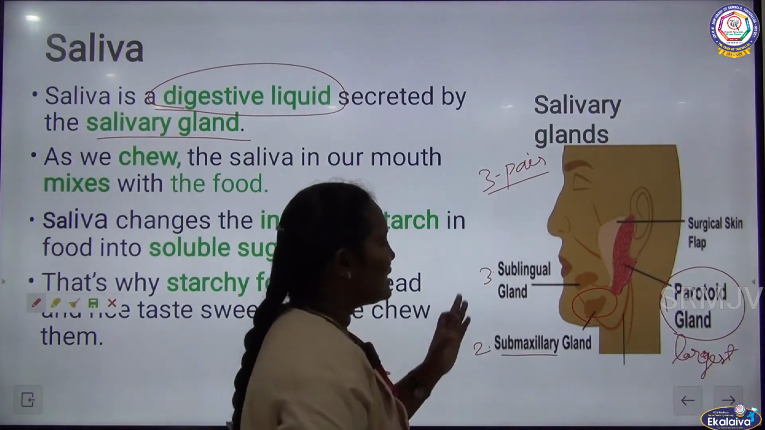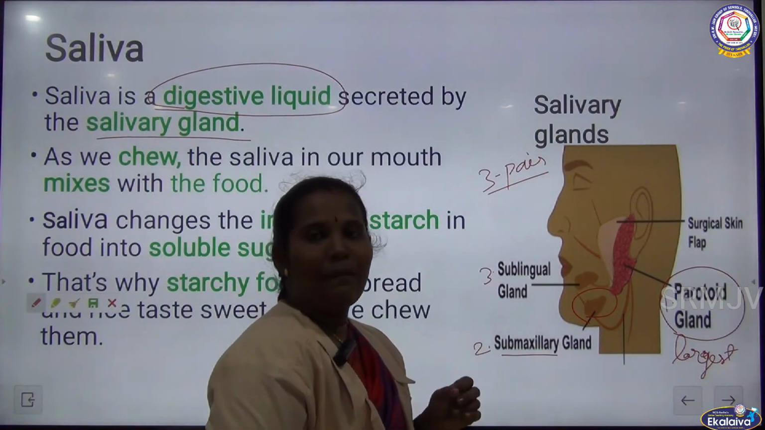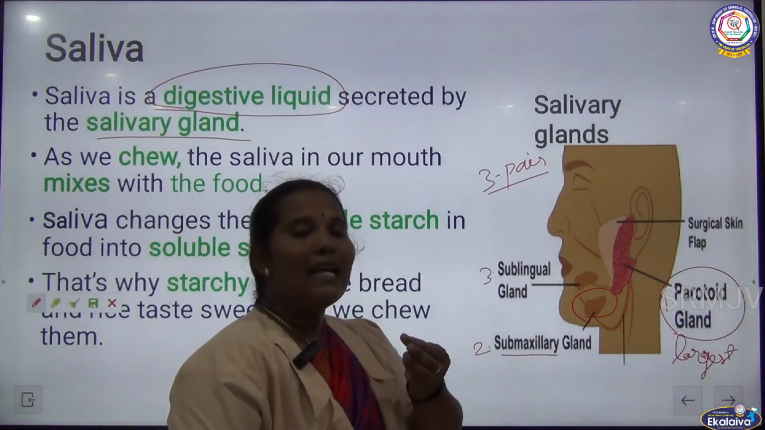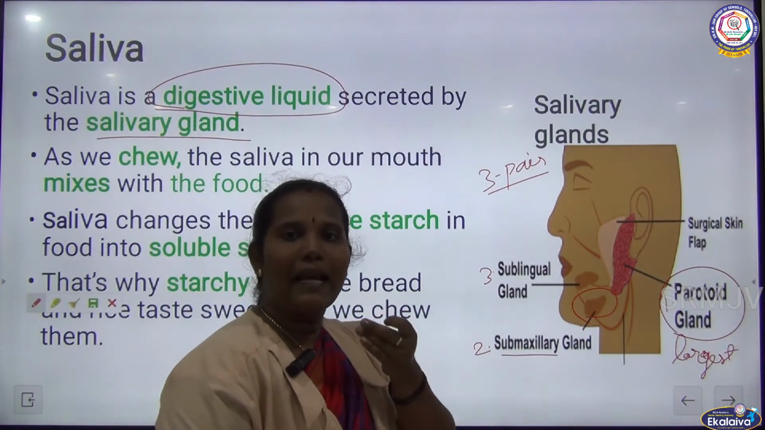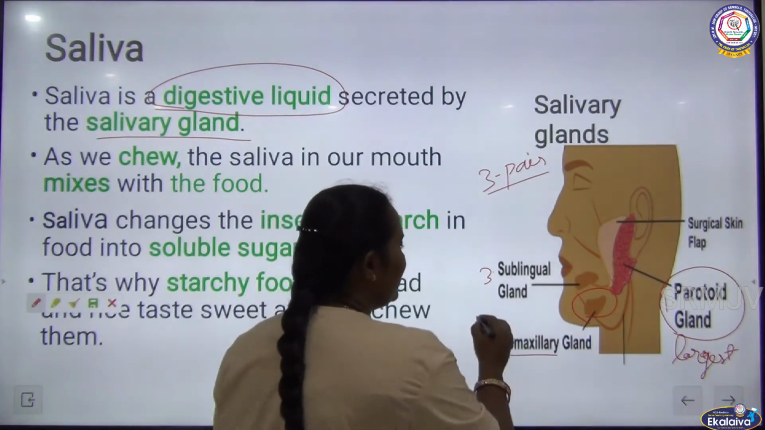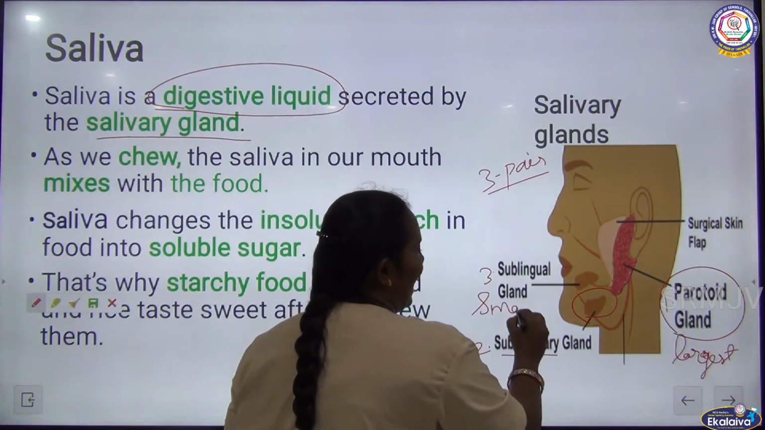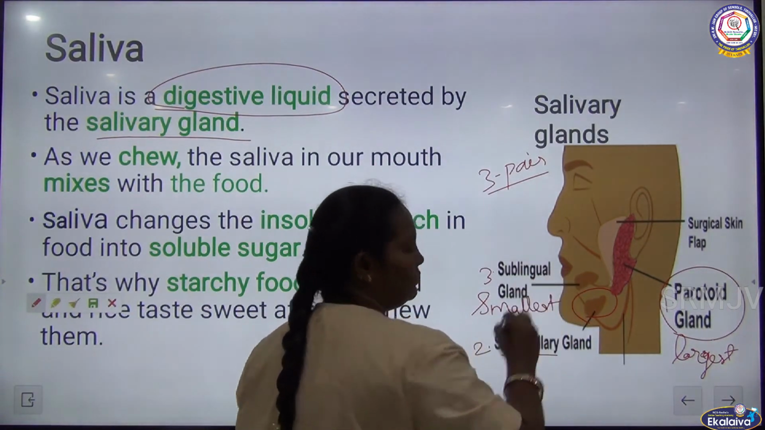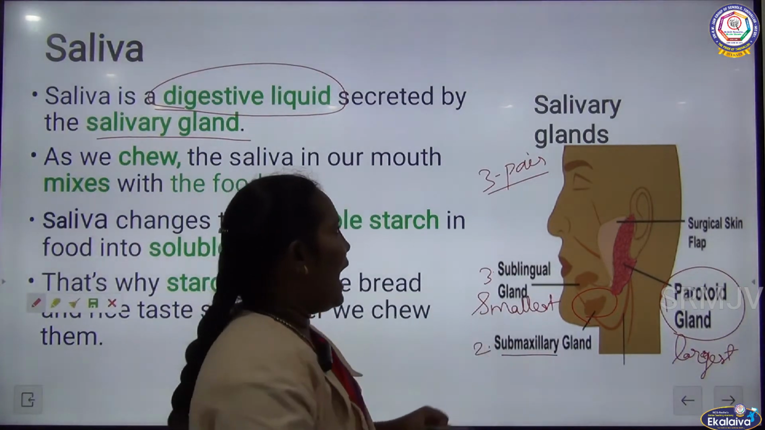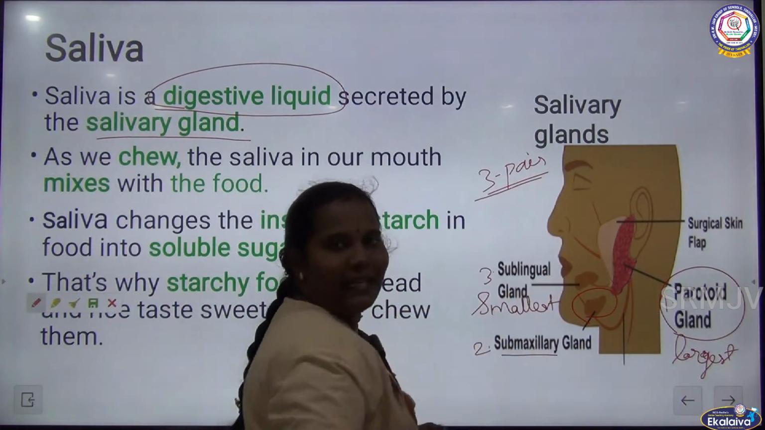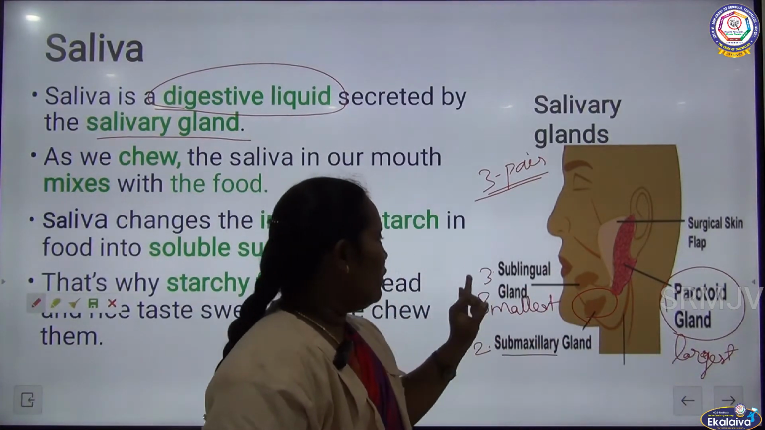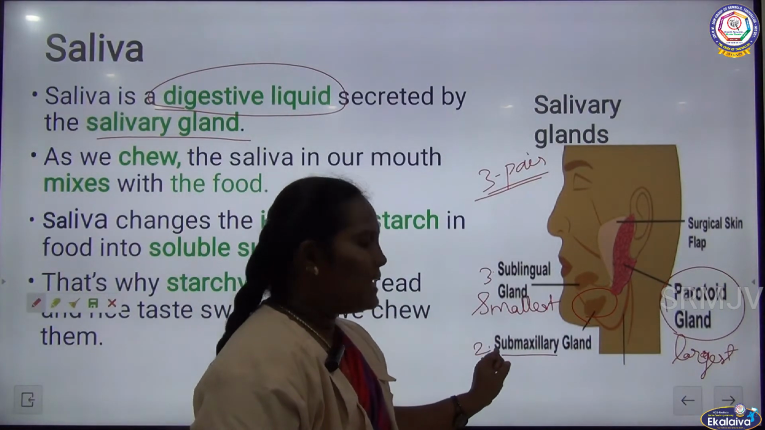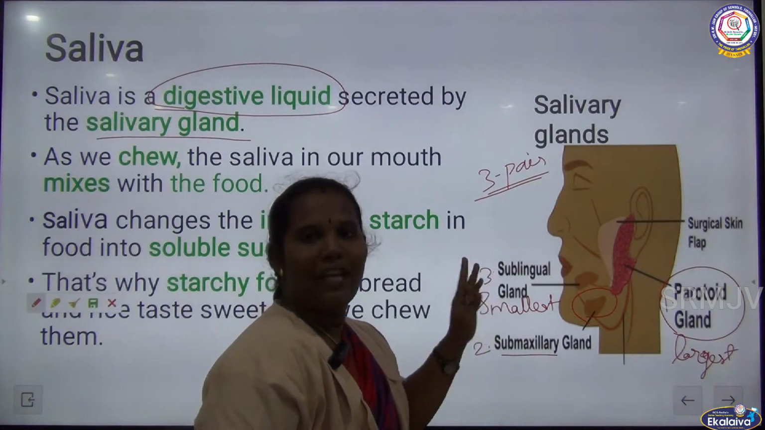It is called the sublingual gland. The sublingual gland is present under the tongue. It is located under the tongue. It is the smallest salivary gland in our mouth. Okay, see, we have 3 pairs of salivary glands in our mouth. One is the parotid gland, second one is the submaxillary gland, third one is the sublingual gland.